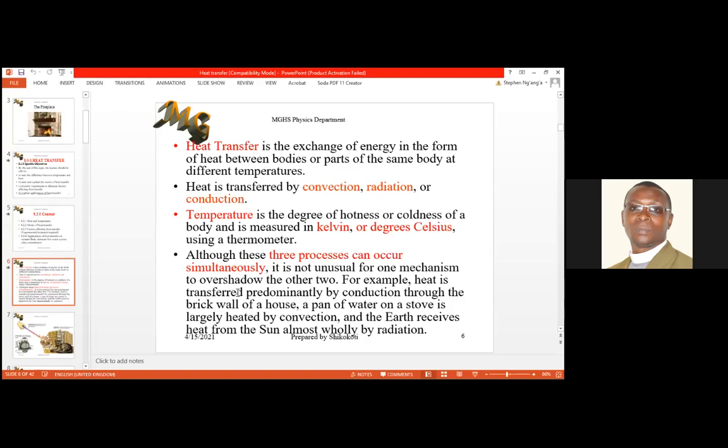And we use a thermometer to measure temperature. Sure. Yes? Of course, Yes. Is somebody asking something?